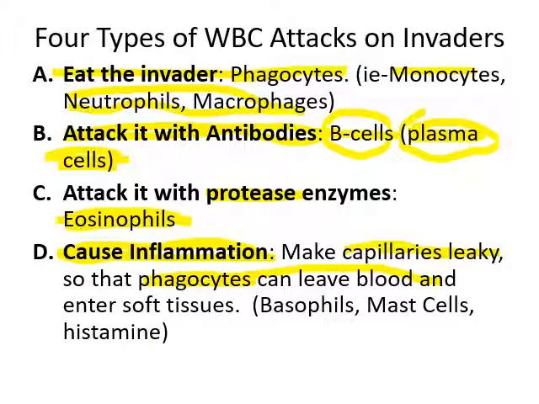The area turns red because it now contains erythrocytes that have leaked out of the capillaries into the soft tissue. And it feels hot because the white blood cells are releasing a bunch of hormones and cytokines that have the effect of making you feel hot in that area. White blood cells involved in causing inflammation include basophils and mast cells. Mast cells make the capillaries leaky by releasing a chemical called histamine.